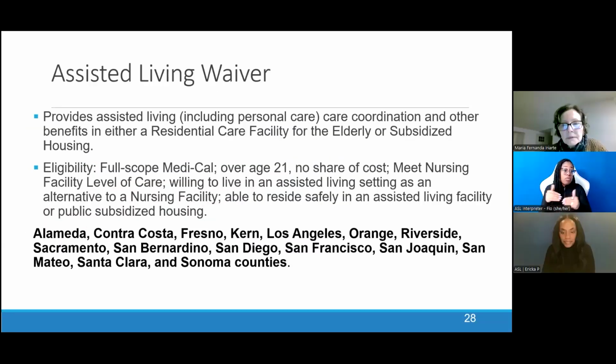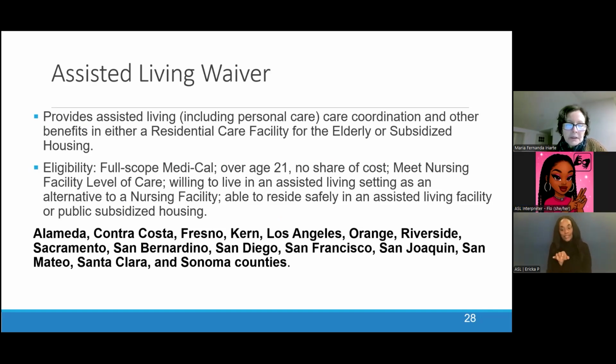Moving on to the assisted living waiver, you have to be living in either residential care facility or subsidized housing. Obviously, you've got to be on Medi-Cal, age 21 or older. And like all these home and community-based services waivers, if you are not living at home, you meet any of the levels of care as outlined in this particular waiver. The only counties where the waiver is available are the ones you see here. So if you don't see your county here, then it's not available in your county.